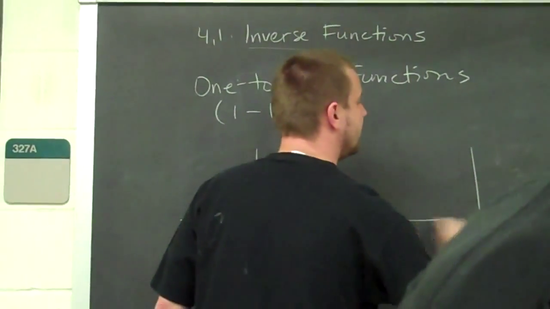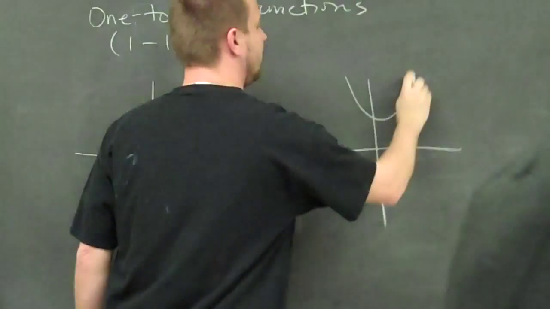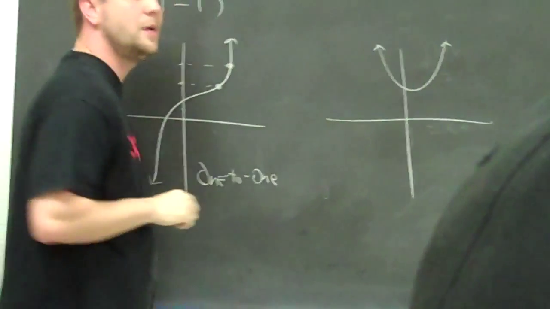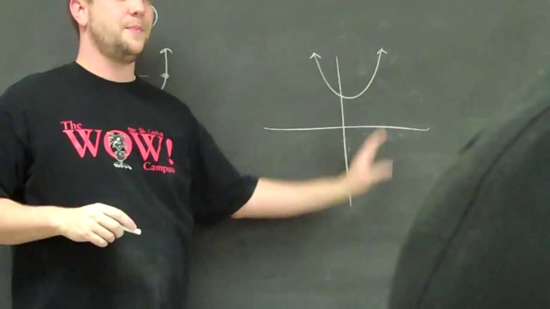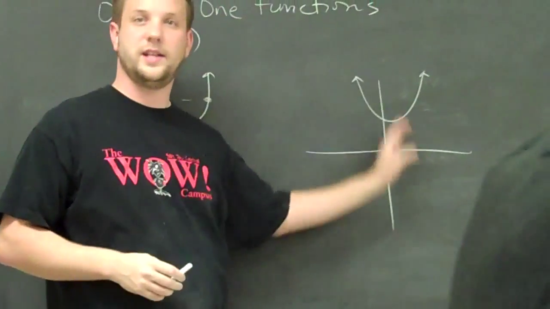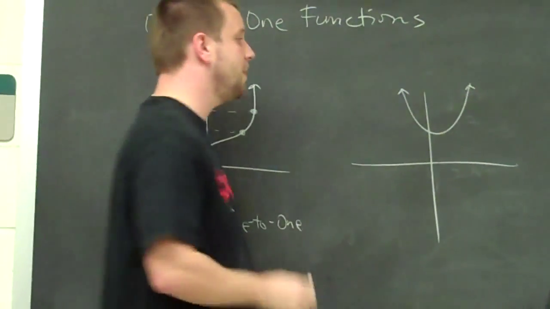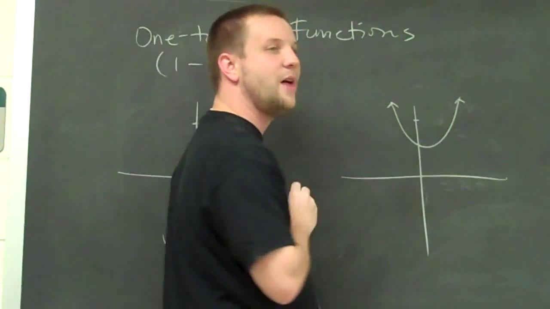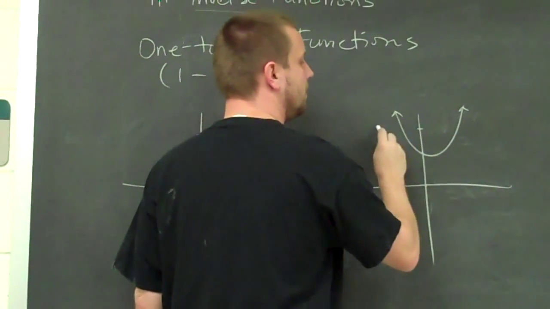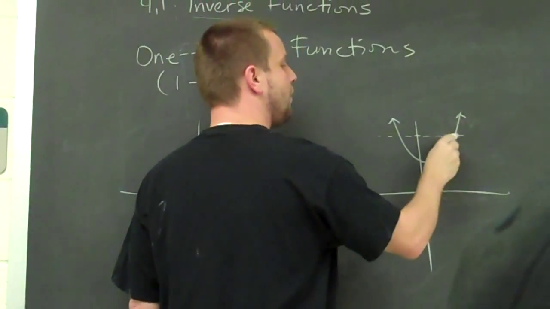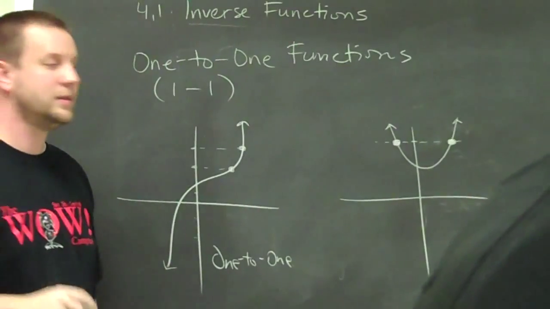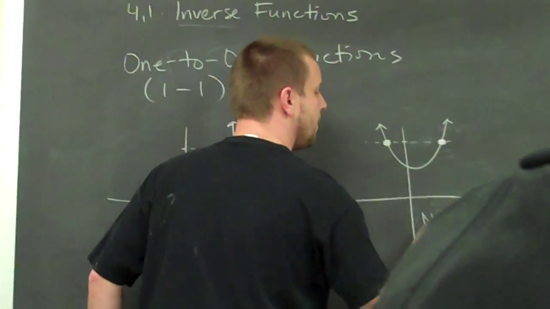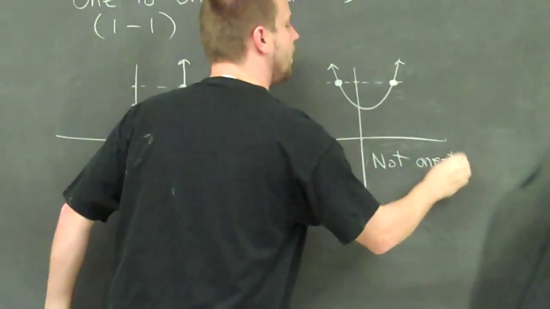On the other hand, if you take a parabola, parabolas are not one-to-one functions. They are functions that pass the vertical line test, but they're not one-to-one because if I go through and I pick, let's say, that y value right there, isn't that y value paired with that x and that x? So because of that, it's not one-to-one.